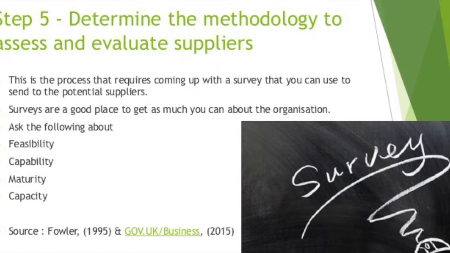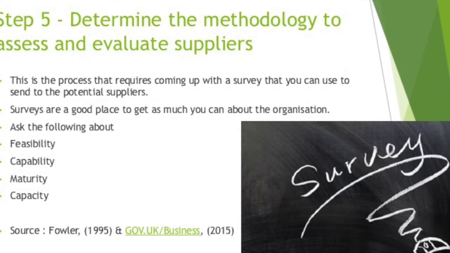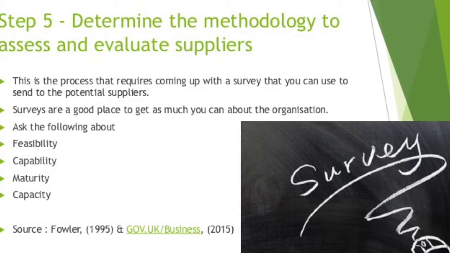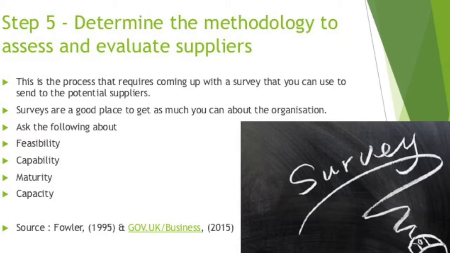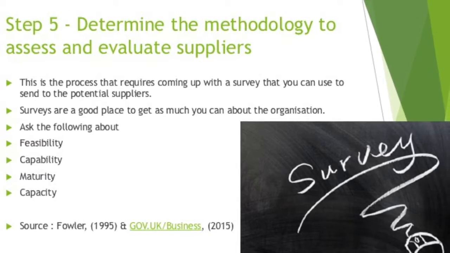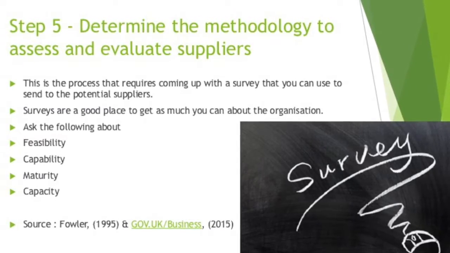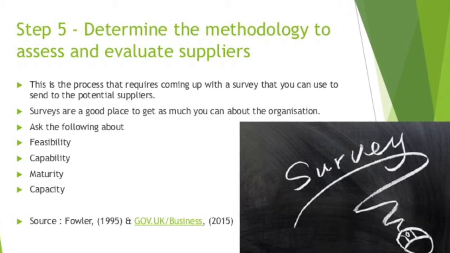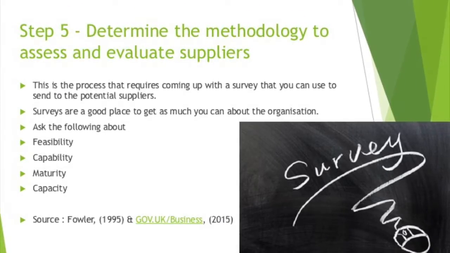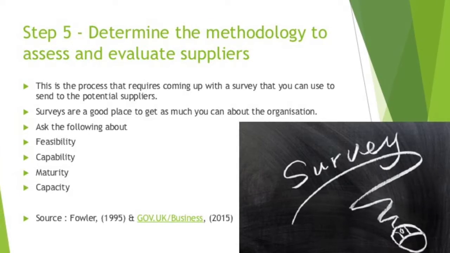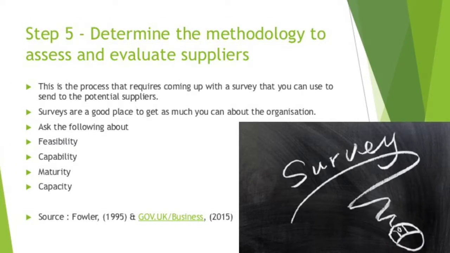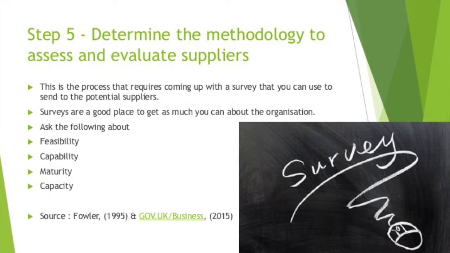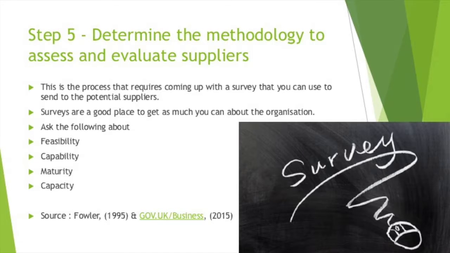The fifth step is to determine a methodology to assess and evaluate the suppliers. This is usually done through a questionnaire or a survey. The survey should consider all facets of the supply chain and ask questions regarding the following 4 criteria. Feasibility, so does the company have the ability to produce efficiently and deliver quickly when required? Capacity, do they have the resources to satisfy our demand? Maturity, is the supply independent enough to be stable when there is economic instability? Or capacity, how excessive our demands can be met?